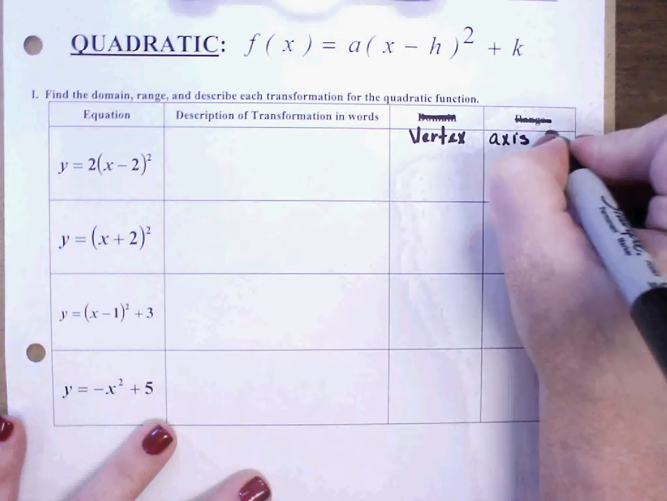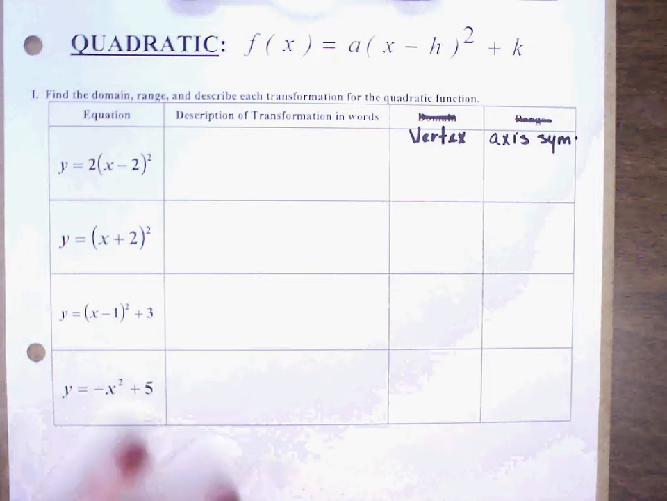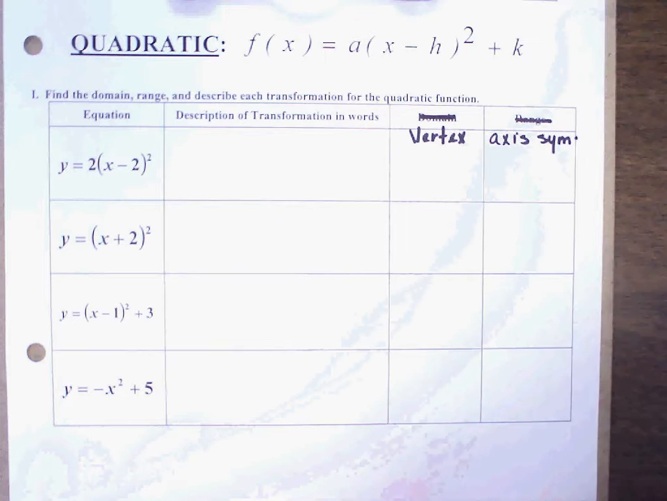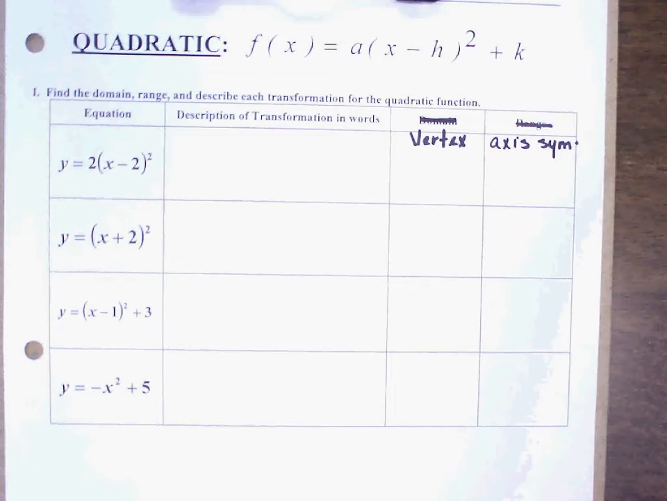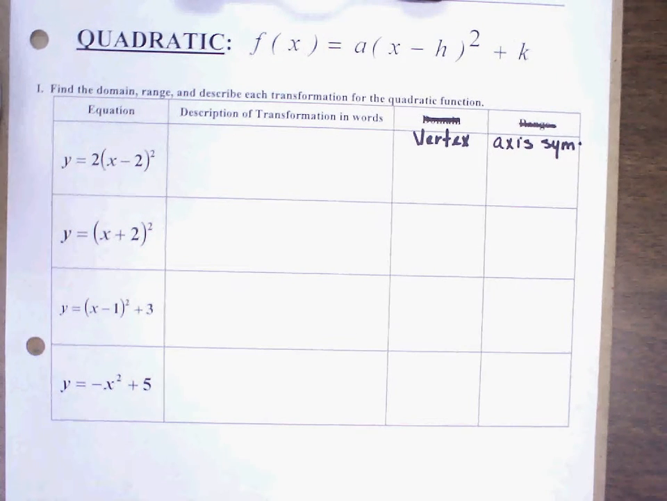All right, so in here, instead of the domain, we're going to do the vertex. And instead of range, we're going to do the axis of symmetry, okay? So change that in your paper. I don't know how you do that in your calculator.